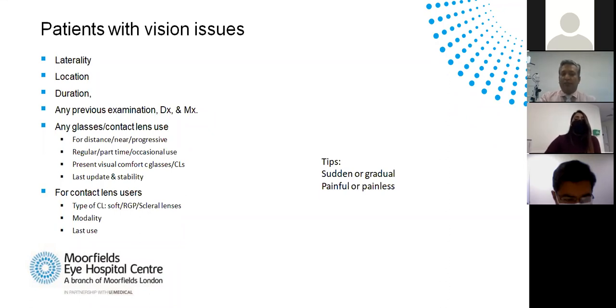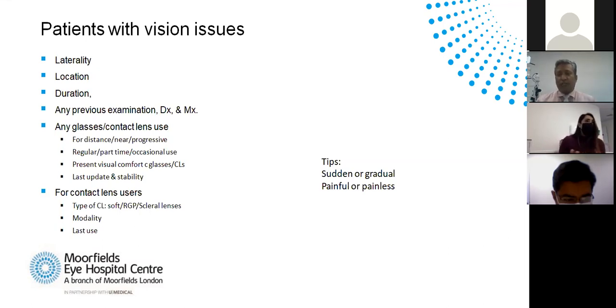Is the person using a soft lens or a GP lens or a scleral lens? For soft lenses, there will be daily disposable lenses and monthly disposable lenses. So if we have that information, that will be better. Sometimes the person will say, I'm using a daily disposable, or I'm using a monthly disposable.